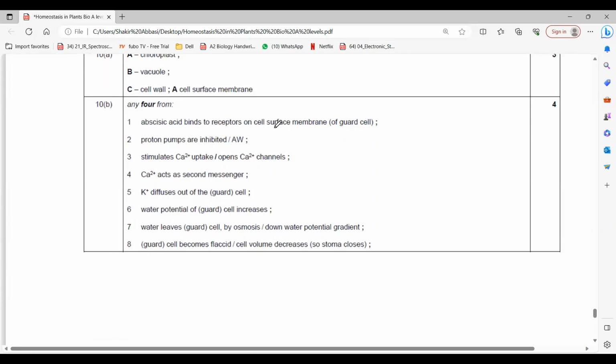Abscisic acid binds to receptor on cell membrane of guard cells. Proton pumps are inhibited, so hydrogen ions can't go out. Rather, calcium ions move in, right? Calcium ions act as second messenger, and they cause potassium ions diffusion. After calcium ions move in, potassium ions diffuse out. So outside water potential decreases. Inside the guard cells, water potential increases. So water will leave the guard cells and they'll get flaccid and stomata will close.